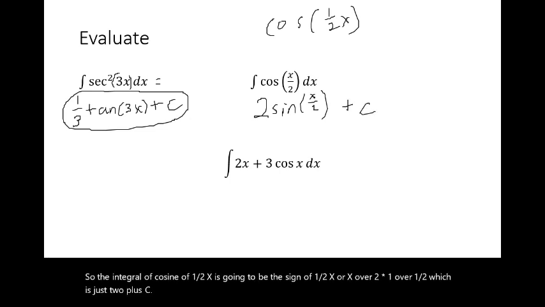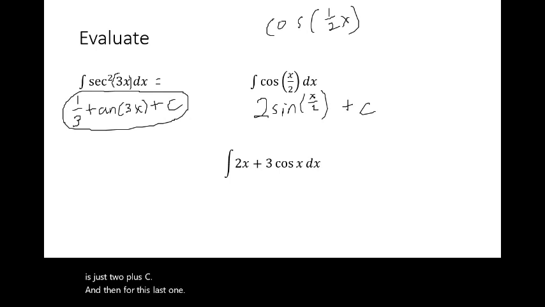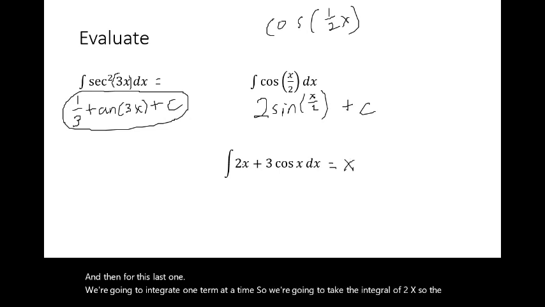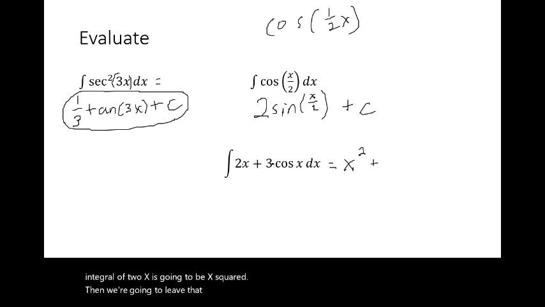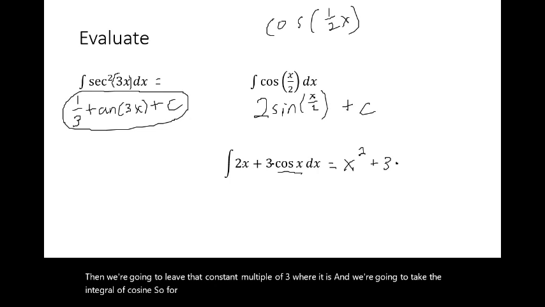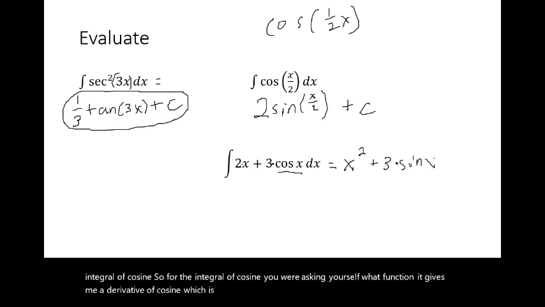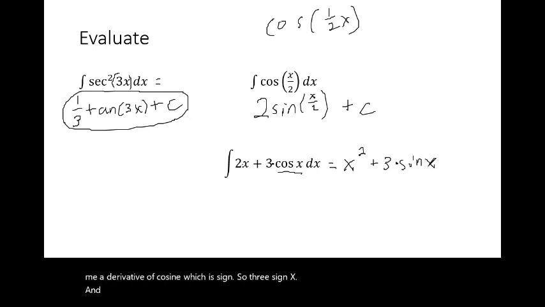And then for this last one, we're going to integrate one term at a time. So we're going to take the integral of 2x. So the integral of 2x is going to be x squared. Then we're going to leave that constant multiple of 3 where it is. And we're going to take the integral of cosine. So for the integral of cosine, you are asking yourself, what function gives me a derivative of cosine, which is sine? So 3 sine x. And then, like with any other indefinite integral, because this is a family of functions, you do need a plus c.